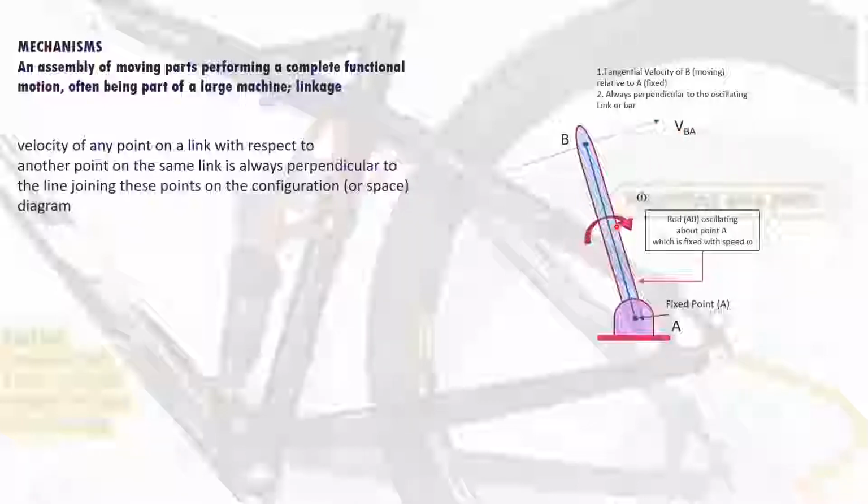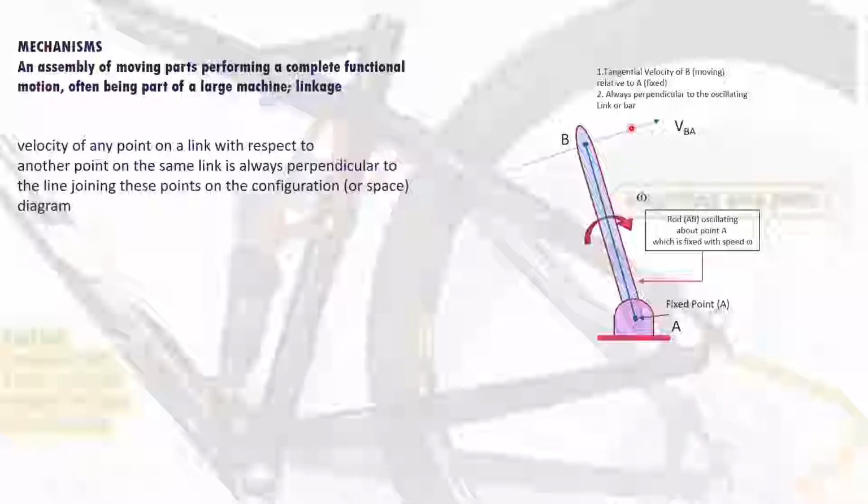That is when it is oscillating in the clockwise direction. If it rotates in the anti-clockwise direction, this arrow should be pointing downwards, because it is rotating downwards in this direction. So the arrow should be pointing the other way around. That would be your VBA if this is rotating in an anti-clockwise direction.